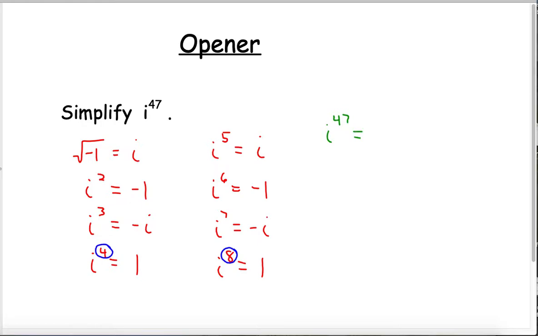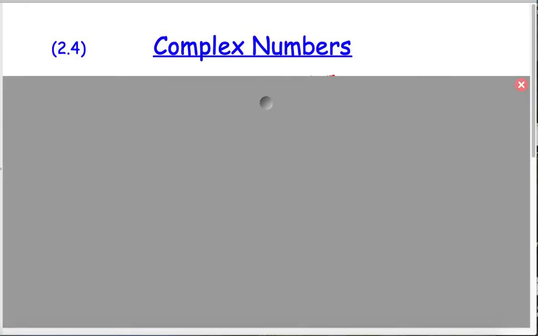Well, let's split that up into a multiple of 4. 4 goes into 40, 4 goes into 44, 4 goes into 48, but 48 is too big. So I'm going to write this as i to the 44th times i to the 3rd. And i to the 44th, since that's a multiple of 4, is just going to equal 1. And i to the 3rd, we've already established, is -i. So we get -i for i to the 47th. And there's the pattern.